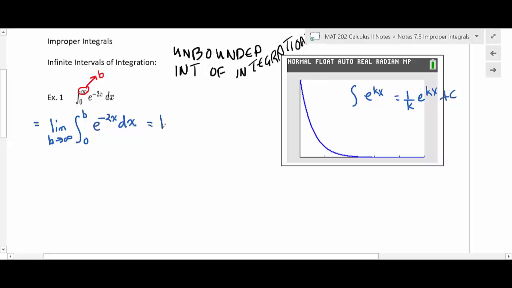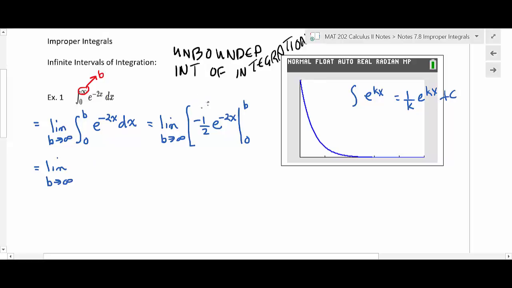I'll keep bringing the limit down. So we have the limit as b goes to infinity. And while I'm at it, that's going to be negative 1/2 e to the negative 2x. And then we're going to integrate from 0 to b. We're going to go ahead and do the fundamental theorem. So next step, just keep bringing the limit down. So we have the limit, b goes to infinity.